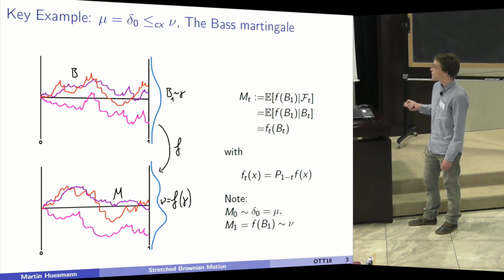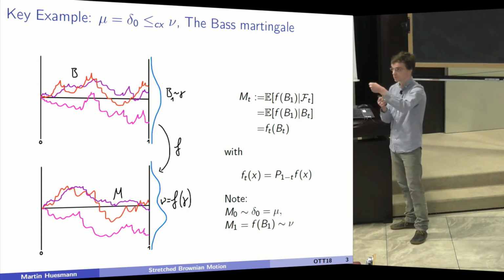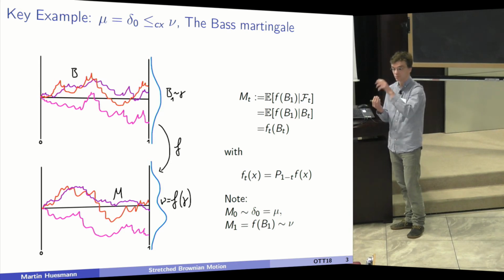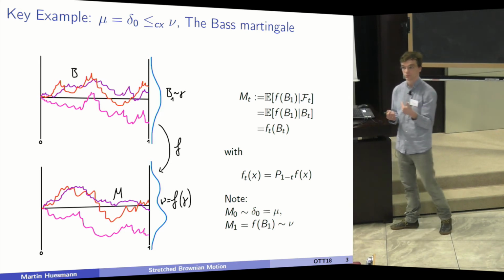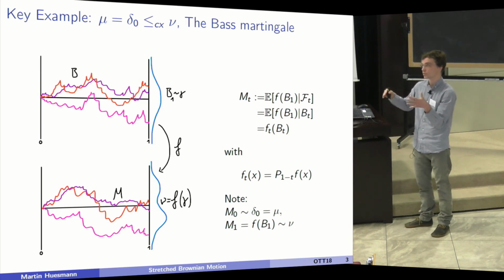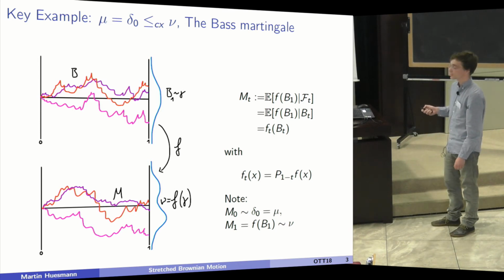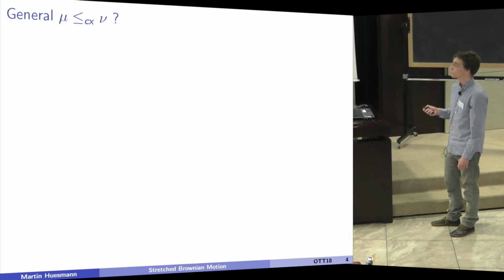And now what we did here is we deformed the space, or we stretched the space with the scaling function f, the gradient of the convex function, to come up with a new martingale, which really moves like a Brownian motion, but in this deformed space. Okay, so now this is really the martingale that I want to understand, and the question is, can I do this for general measures mu?